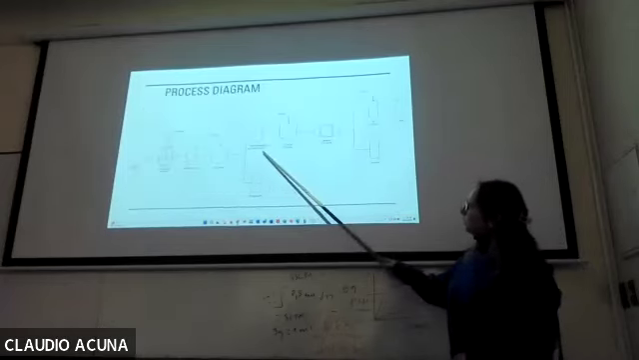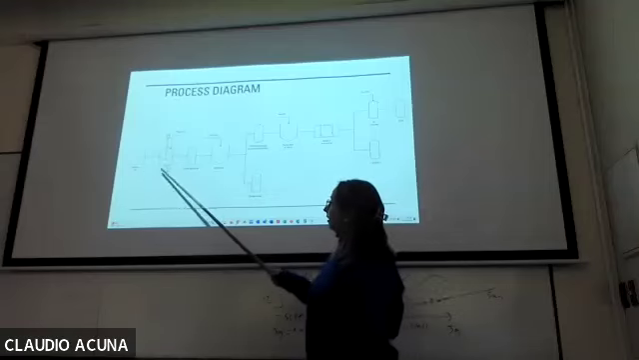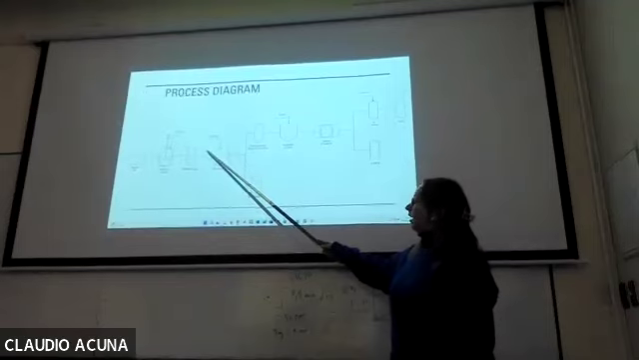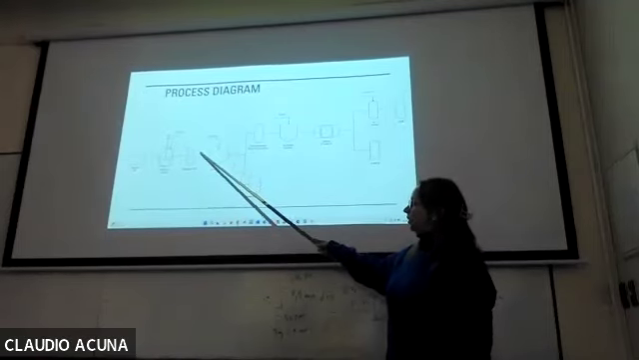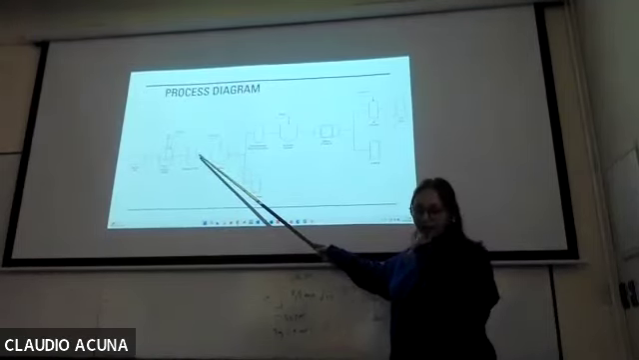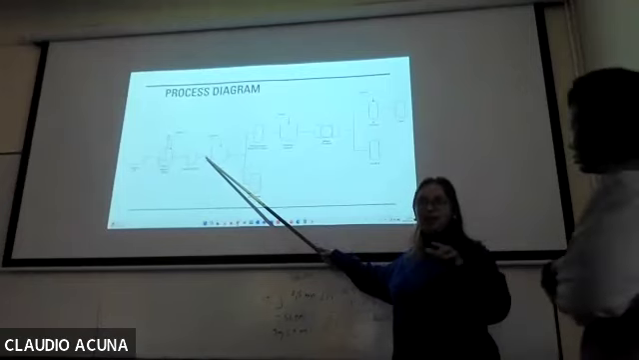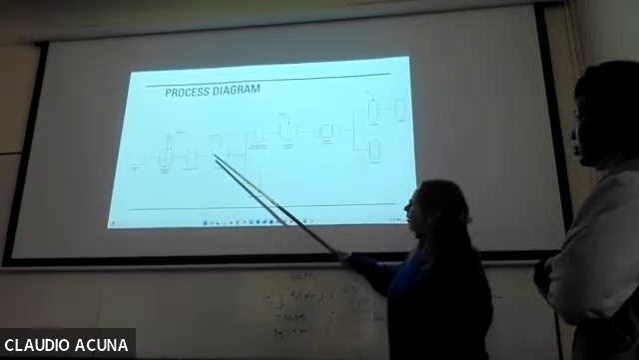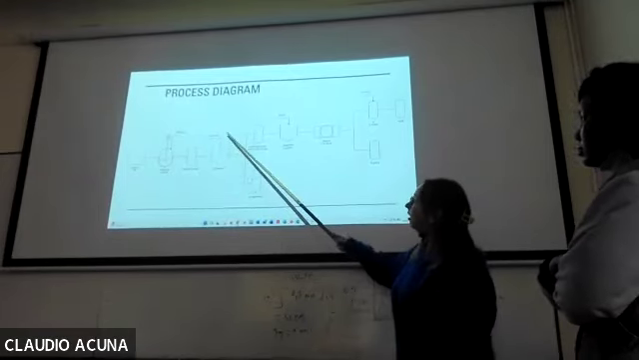Okay, this is the process diagram. We have, like I told you, the leaching with waste acid. Then we have the tank with the bleached solution. Then we have the cementation with iron powder.